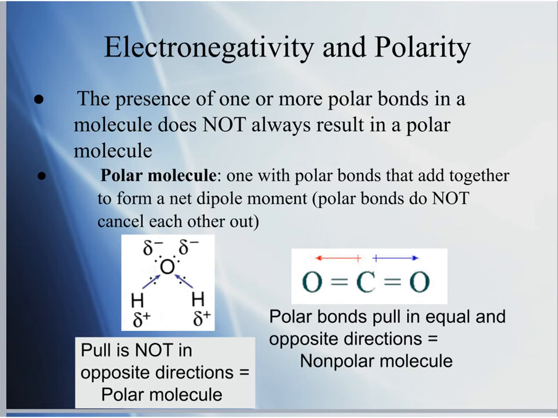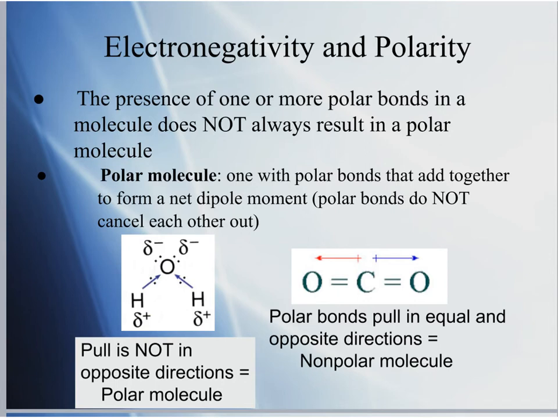So the presence of one or more polar bonds in a molecule does not always result in a polar molecule. You got to think about that. Just because you have a polar bond in a molecule does not mean the entire molecule is going to be polar. Sometimes they can cancel out and be nonpolar. All right, so this is where it gets a little tricky. So make sure you kind of understand, pause, go back, or read the section in your textbook real carefully, and then make sure you ask any questions that you have.